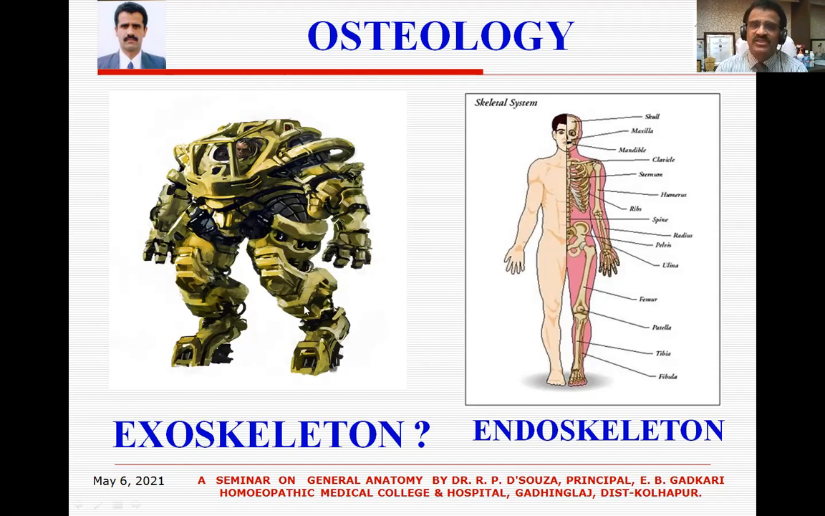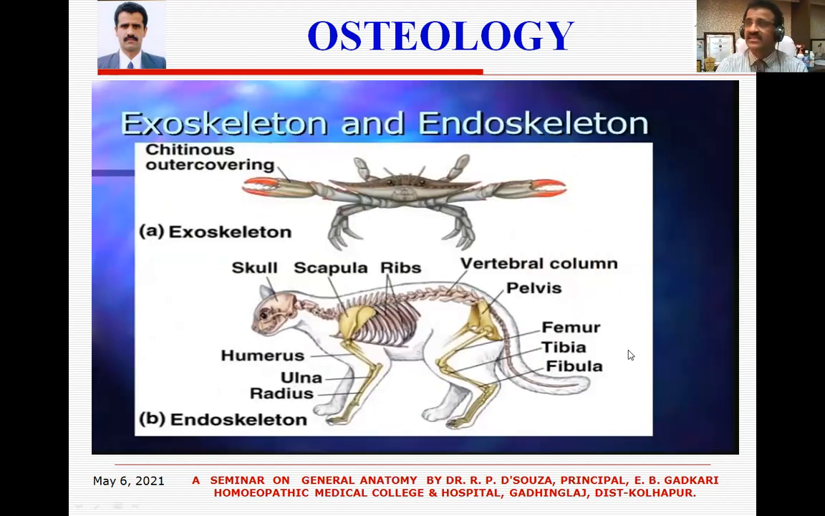So this is not exoskeleton. The person is wearing a costume here, but this is endoskeleton, and human beings have an endoskeleton, meaning the bones are present inside the body, not outside the body. But there are different types of animals which have a skeleton on the outer side of the body. And here you can see a crab which has an exoskeleton.